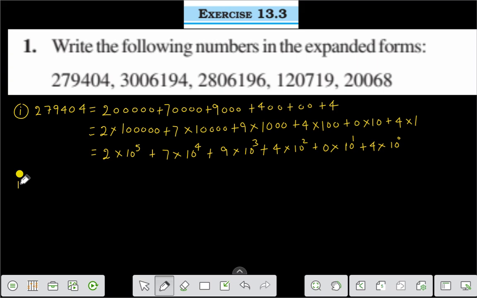Now question number 2. Question number 2 here you see is 3, 0, 0, 6, 1, 9, 4. That means it can be written as 3. After 3, how many digits? 1, 2, 3, 4, 5, 6. That is 6 zeros, plus 0, plus 0, plus 6. How many digits? 1, 2, 3. Plus 1, 0, 0, plus 90, plus 4.